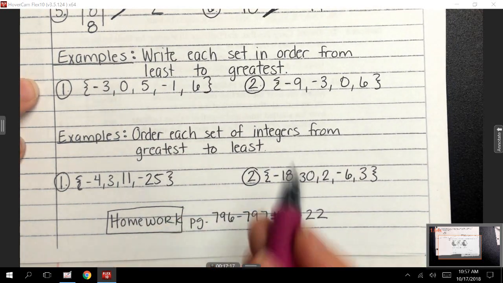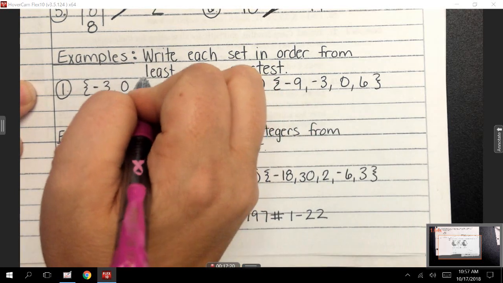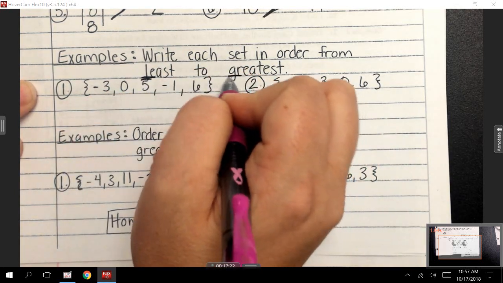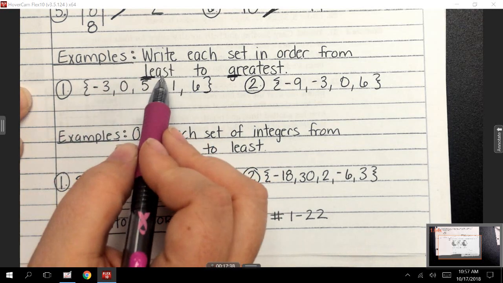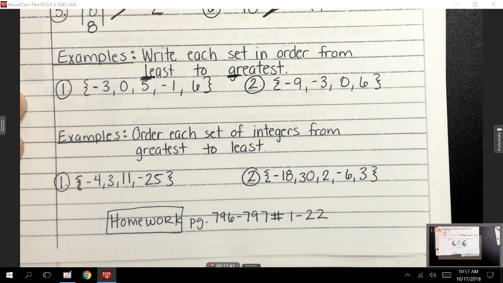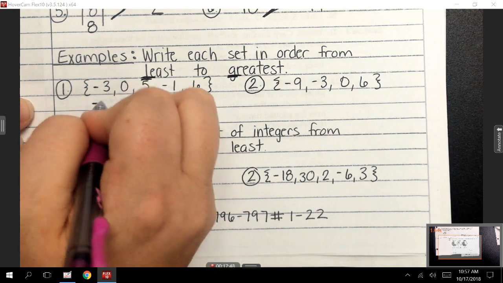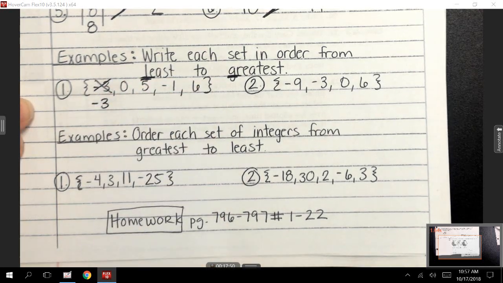For my next examples, it says, write each set from least to greatest. From least to greatest. What type of numbers are going to be smaller? My positives or my negatives? Truett? Negative. So if I'm going from least to greatest, I need to start with my negatives. Are y'all okay with that? Okay, so for my negatives, the least is the one that is the furthest from 0, right? What number in my negatives is the furthest one from 0? Camilla? Negative 3. Okay, so I'm going to mark that out because I used it.